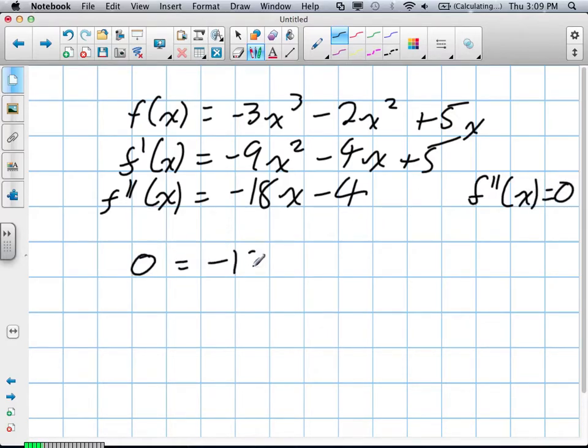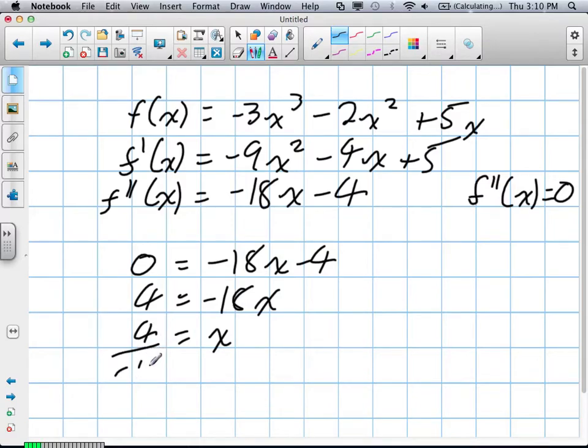Okay. So we set that equal to 0. We get 0 equals -18x minus 4. We bring the 4 over. 4 equals -18x. Point of inflection is at 4 divided by -18, which is roughly -0.2. Okay? To prove if it's at a point of inflection, we have to see if concavity changes.